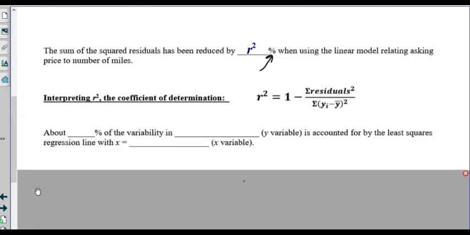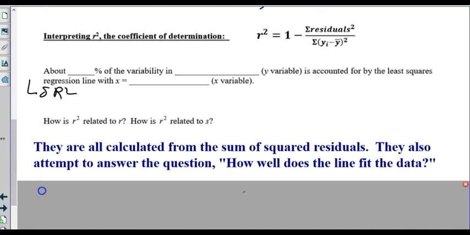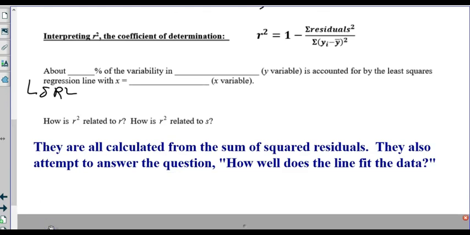Now we're going to use this statement. So about blank percent of the variability in y, whatever y is, is accounted for by the, again, you can say LSRL, with x equaling whatever the x was. We're just going to fill in the blank from the opening paragraph. And then this is what our word problem tells us.